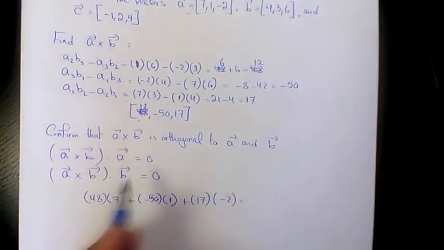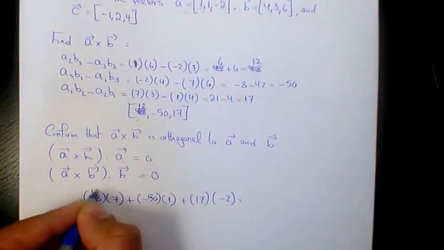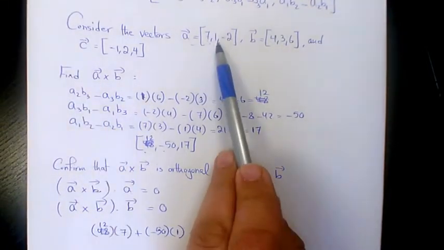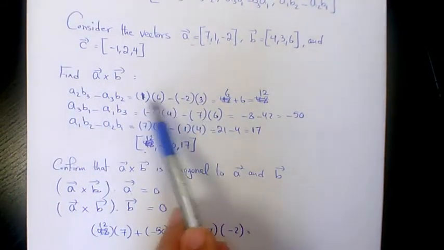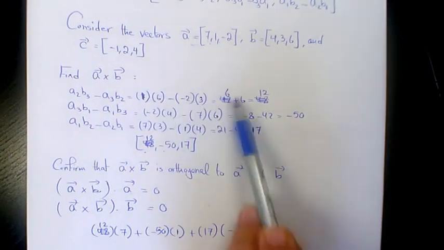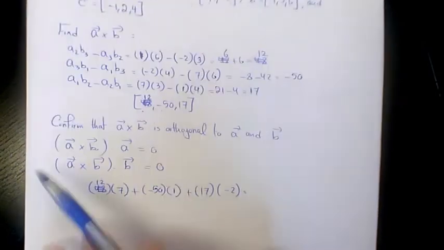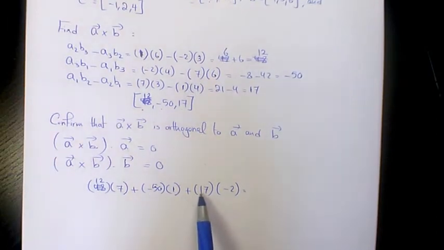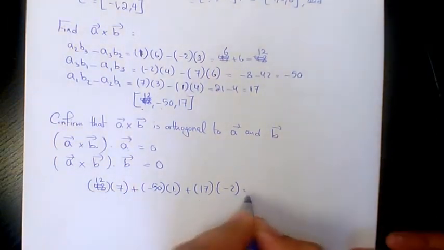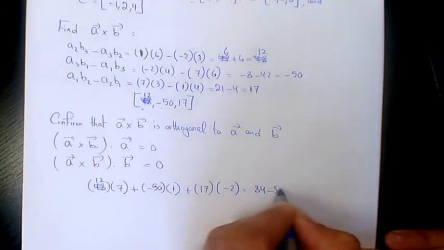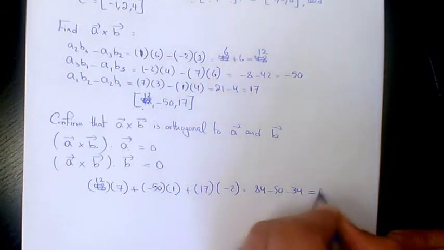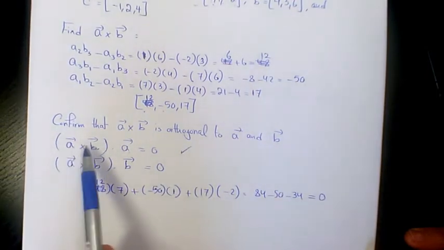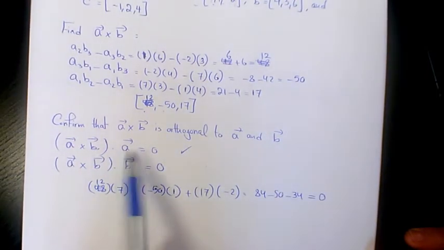There was a little mistake, I've just fixed it. Instead of 1, I wrote 7, because a2 is 1, not 7. So that's why I fixed it here. 6 plus 6 is going to be 12. So we have 12 times 7 plus negative 50 times 1, 17 times negative 2, which is going to be 84 minus 50 minus 34, that will be equal to 0. So that is correct. It means that the cross product of a and b and a are orthogonal.